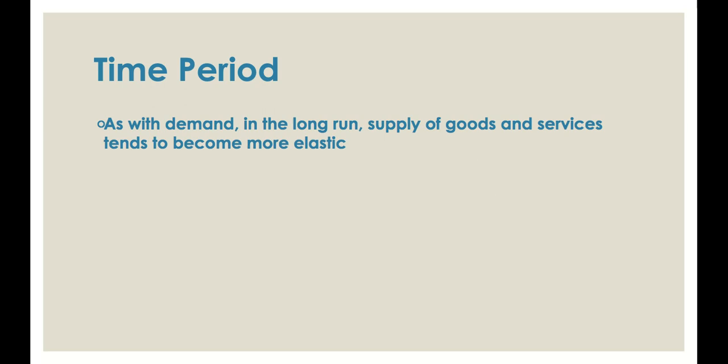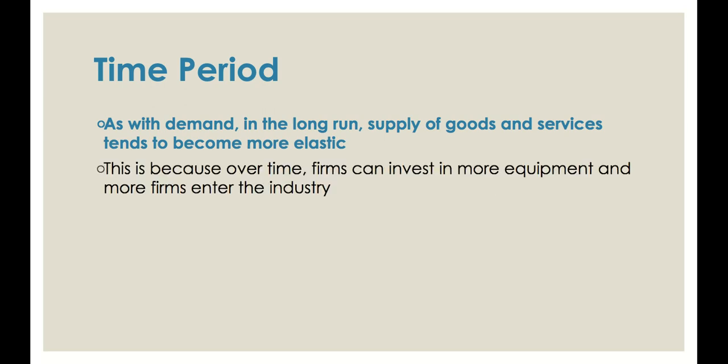All right, let's look at them one by one. Again, time period, you're going to write this down. And what does that mean? As with demand, in the long run, the supply of goods and services tends to become more elastic. This is because over time, firms can invest in more equipment and more firms enter the industry.